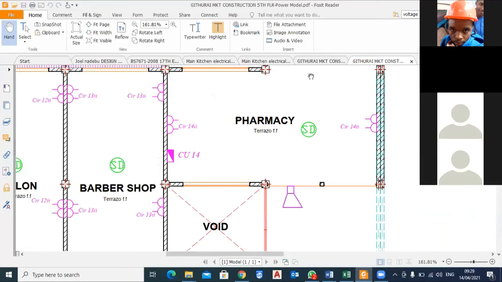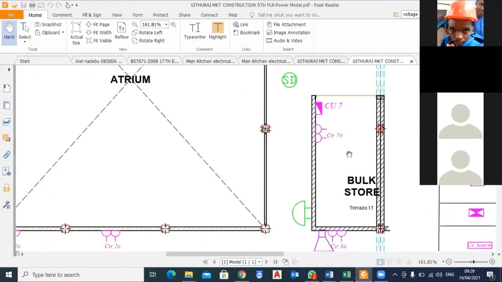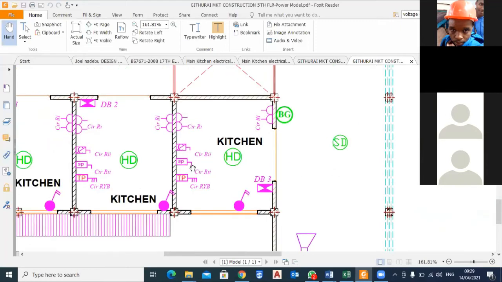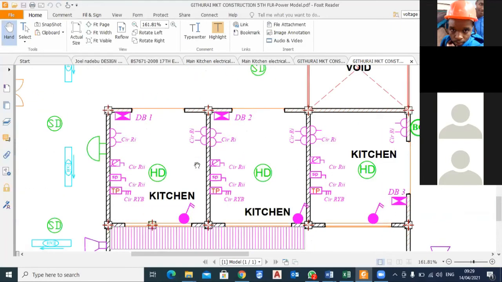Every engineer has a different way of naming his or her circuits. For this project, mimi nilitumia hii method. Because consumer units zenye nilikuwa nazo zilikuwa 56 consumer units. This project has 56 consumer units. So nikiamua kutumia alphabet order, ningeenda A hadi Z. Alafu tena nianze tena kwingine. So I just decided I can use the whole numbers. Alafu for circuits nitatumia Roman numbers.